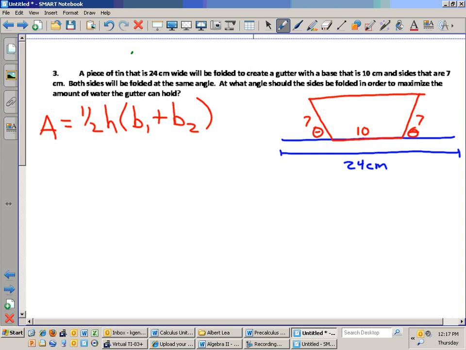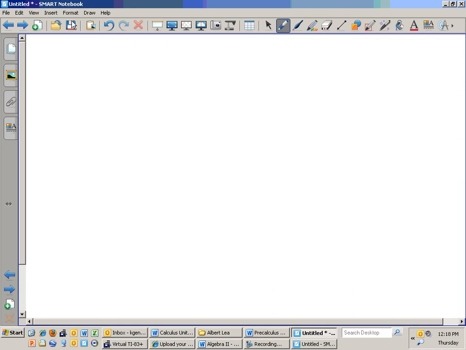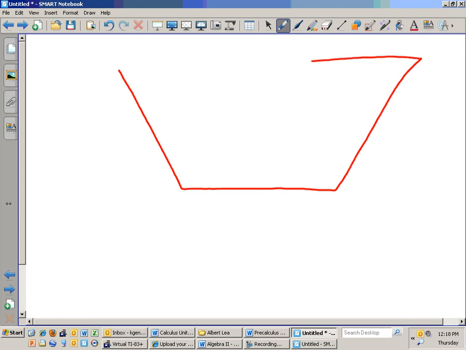So let's see what we have. We need expressions for the base and the height. Now, I have one of the bases, right? It's 10. But I don't have the other base, and I don't have the height. So I need a little bit more space. I'm going to insert a page here, and I need a bigger trapezoid to draw this. You don't have to draw it, but I want to do this to make sure that I help you, okay?